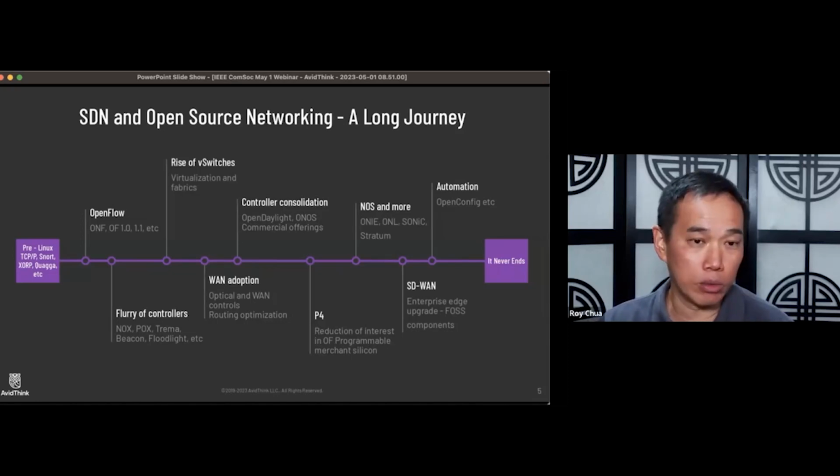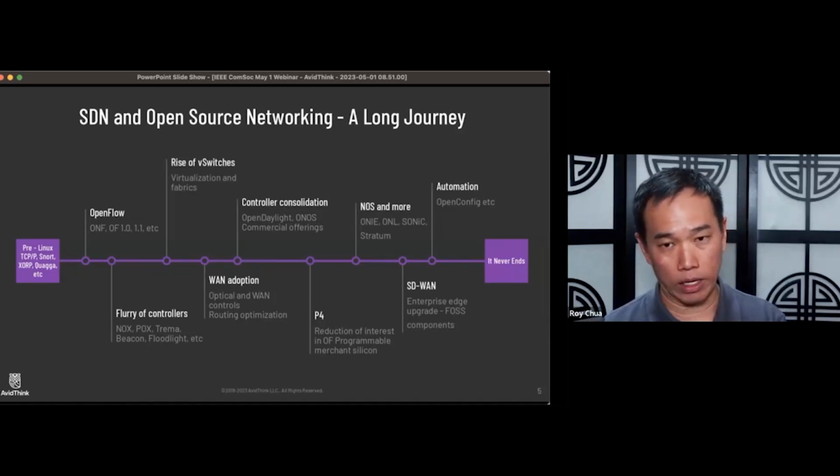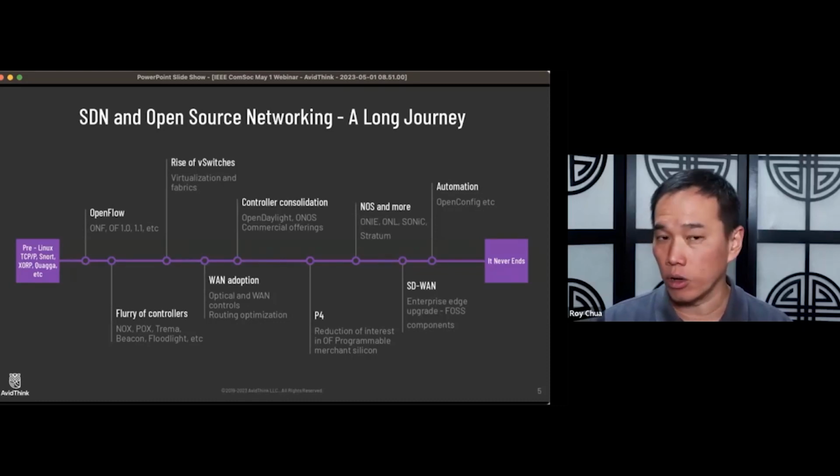And automation. So we went up the stack. Automation, OpenConfig came along. It's still not what it really ought to be, despite the support of many carriers and people like Google and even Cisco and Juniper, but it continues. And so it's a long journey. It continues. It's still there. So open source and networking continues to be there.